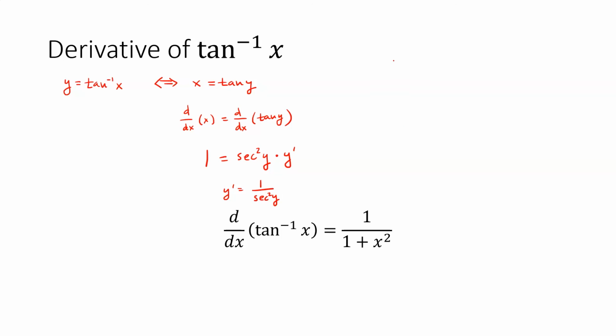Now before we can get the answer here, let's think about the way that secant squared relates to tangent. We have this important trig identity, 1 plus tan squared equals secant squared. So in fact here we can write 1 over secant squared as 1 over 1 plus tan squared. And then tangent is equal to x, so this is the same as 1 over 1 plus x squared. So there we have the formula for the derivative of tangent inverse.